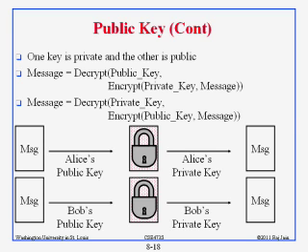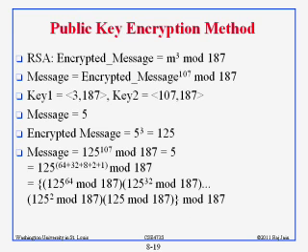Similarly, when Alice responds, she takes Bob's public key and encrypts it. And this message cannot be opened by anybody because only Bob has the private key. Okay? All right. So let's see an example.